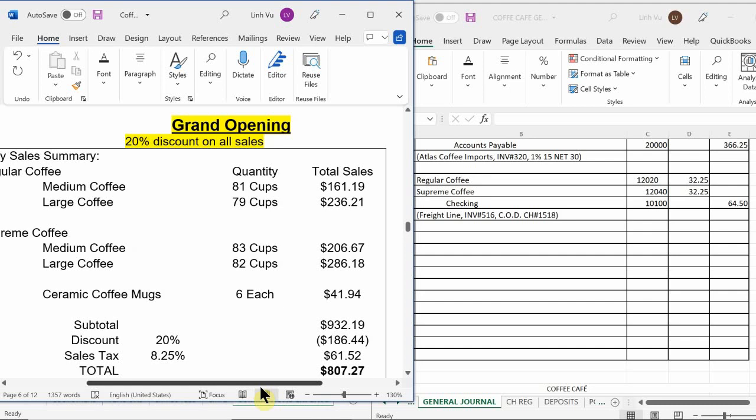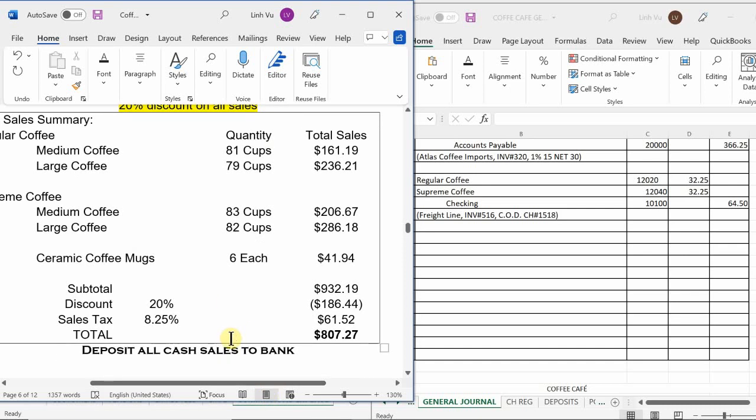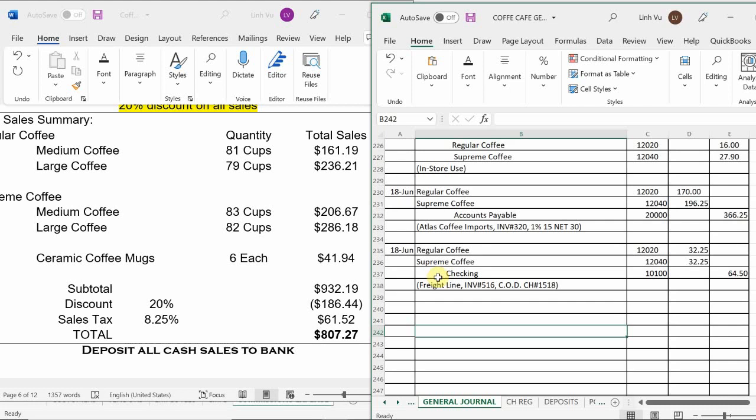Okay. And then now, again, we got subtotal here for $932.19. We got the 20% discount for $186.44. And we got tax $61.52, so giving us a grand total cash sales of $807.27. Okay. So, how am I going to record these sales?